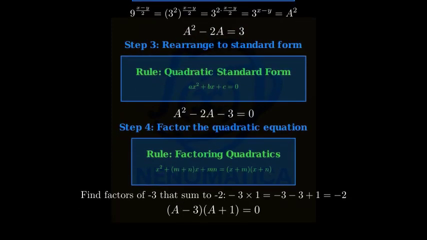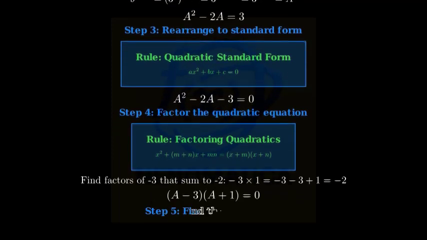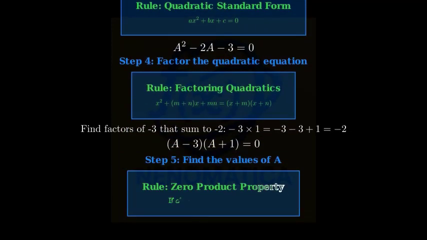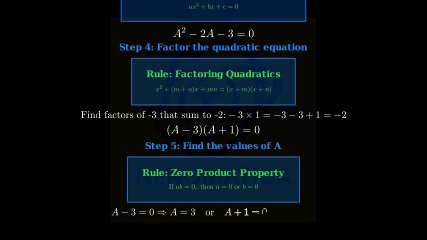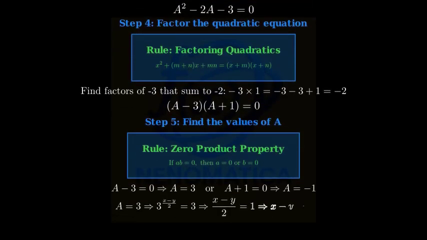So we can factor this as (a minus 3)(a plus 1) equals 0. From this factored form, we can find the values of a. Either a minus 3 equals 0, which gives us a equals 3, or a plus 1 equals 0, which gives us a equals negative 1. Now, let's analyze these values.